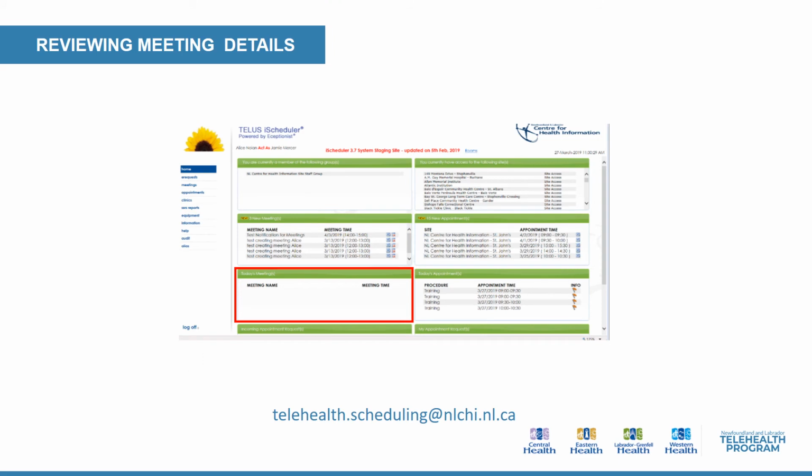You can also view the meetings scheduled for your site under the Today's Meetings section of the iScheduler home screen. This section will only display meetings scheduled for the current date.